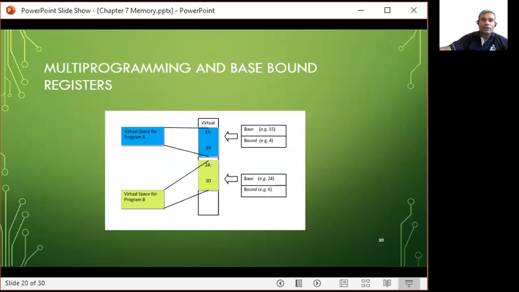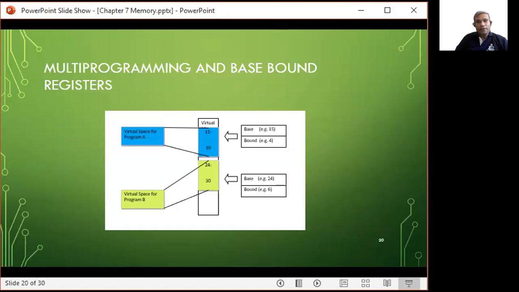Using that, we can also have multiple programs use the same memory. For that, we assign a separate memory space to each of the programs. The starting point of each program is known as the base, and the total number of addresses allocated for the program is known as the bound.